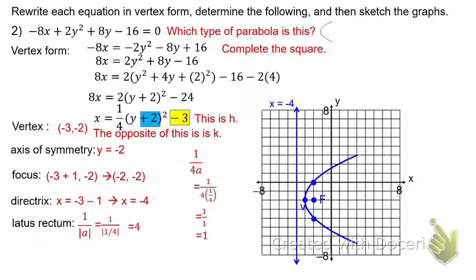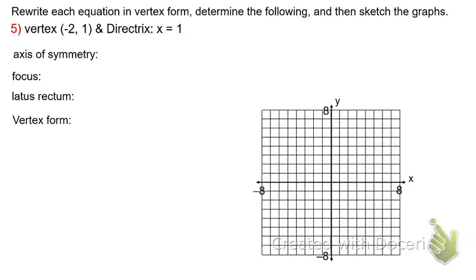Okay, let's try one more example. If you're doing it on the handout, you're going to notice this is actually number 5. I've skipped the other ones for a moment. Let's plot what we know so we can figure out what we have going here. I'm going to plot these 2 pieces of information. I've got the vertex, (-2, 1), and I've got the directrix, which is that vertical line, x equals 1.